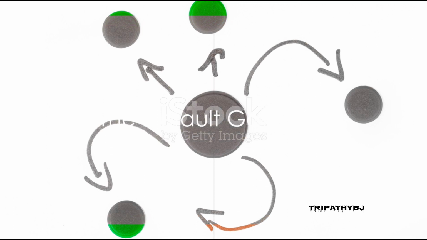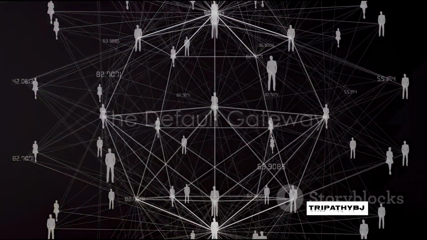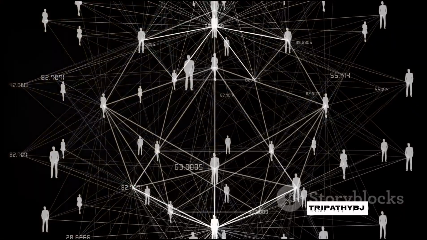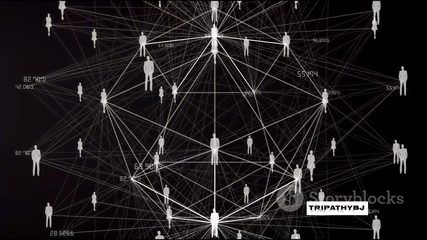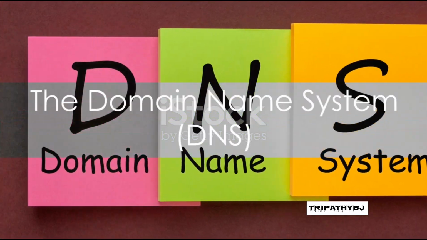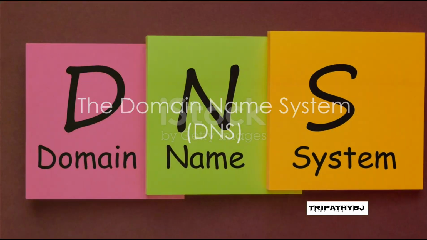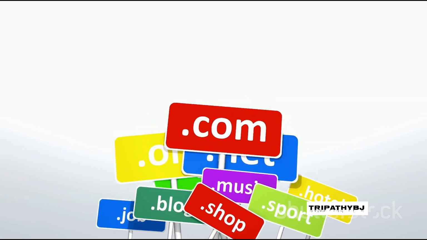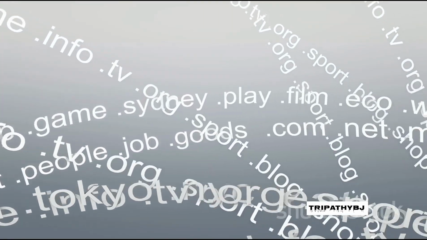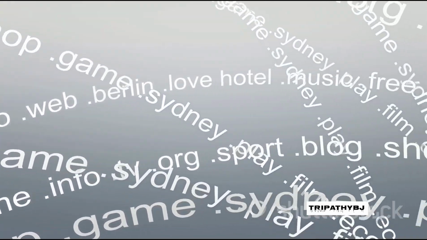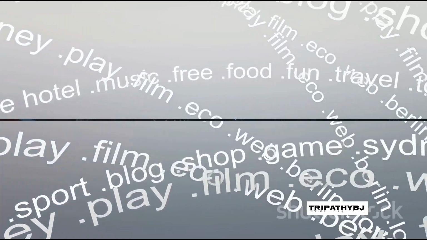Now let's talk about the default gateway. It acts as an access point that a device uses to send information to a device in another network. In our city analogy, it's akin to the main highway that connects different cities. But how do devices know how to translate domain names to IP addresses? That's where the domain name system, or DNS, steps in. It acts like a phone book for the internet, translating human-friendly domain names into IP addresses that computers can understand.